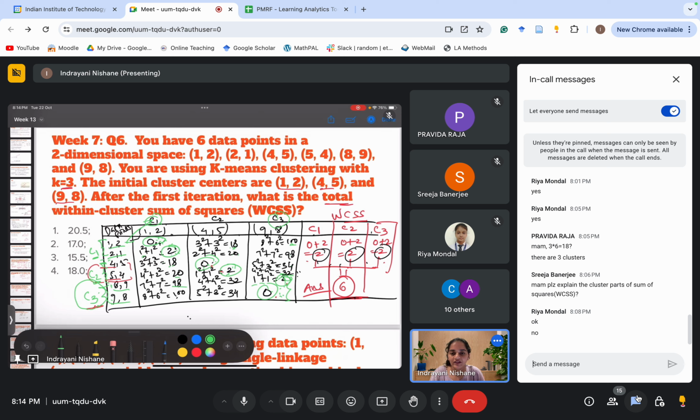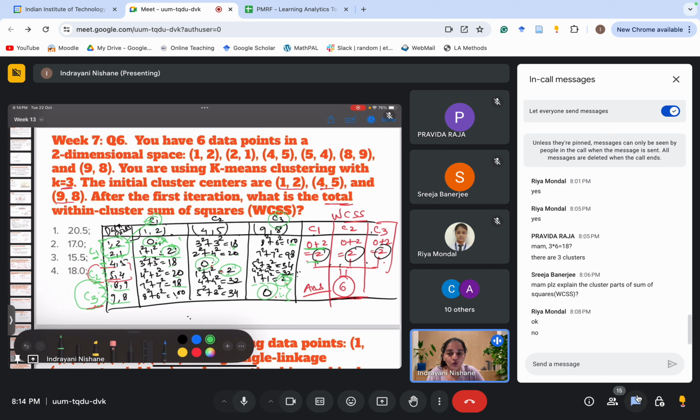For the within cluster sum of squares, we compute the distance between the data point and the centroid to which that data point belongs. Within cluster, we are not going outside the cluster. For cluster 1, the data points are 1, 2 and 2, 1, and the centroid is 1, 2. So the within cluster sum of squares is 0 plus 2, which is 2.